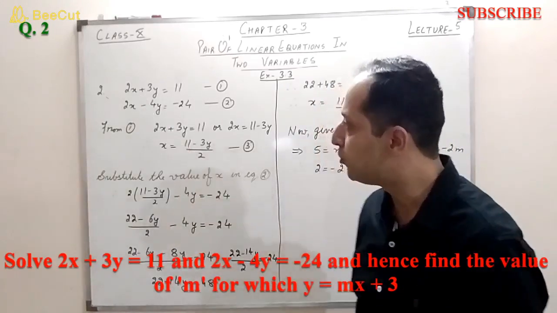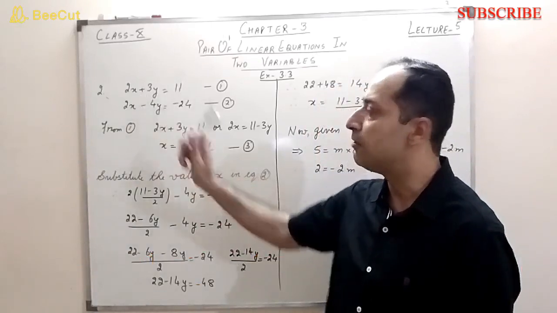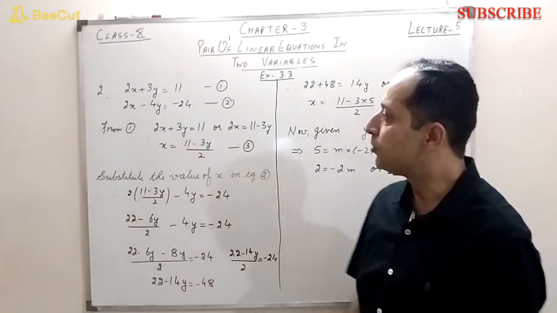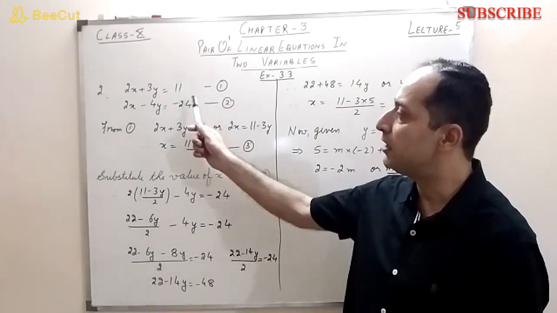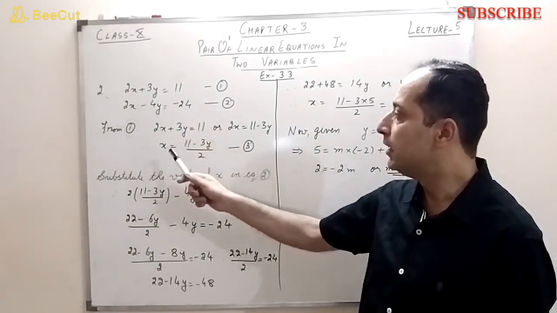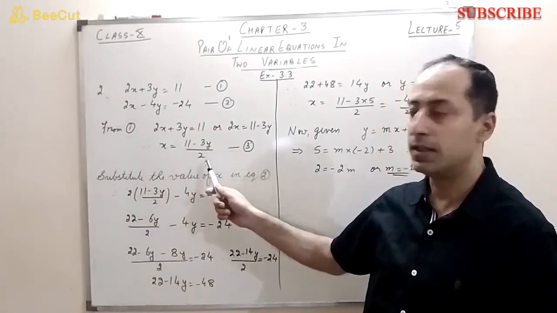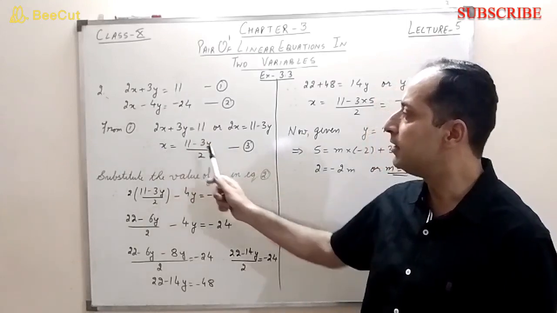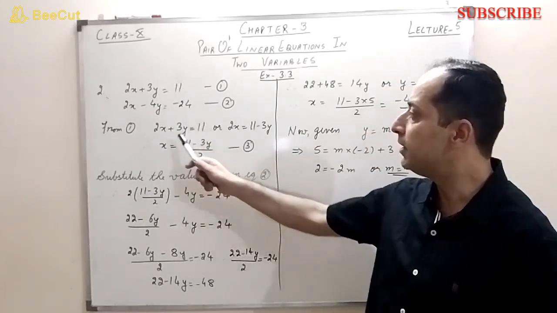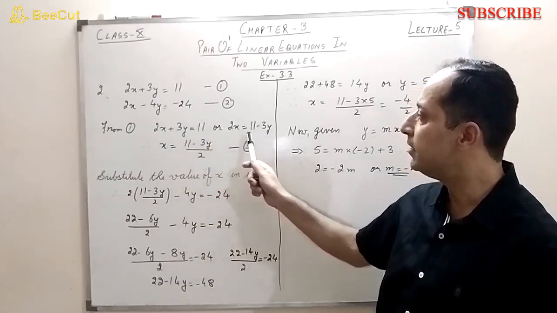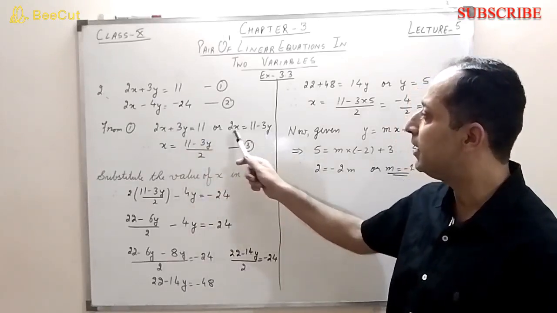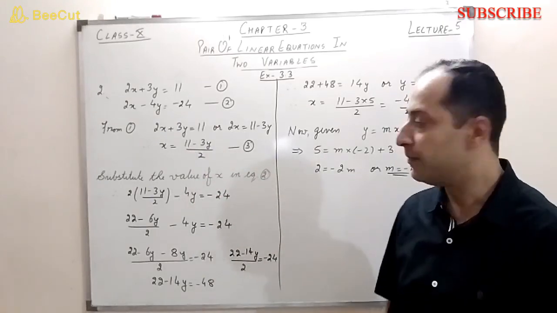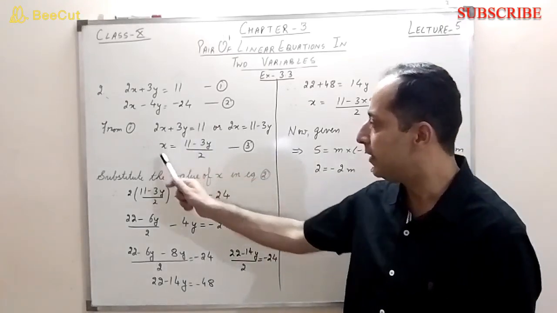So we have been given two equations, 2x plus 3y equals 11 and 2x minus 4y equals minus 24. What I have done is taken the first equation and transformed it to get the value of x in terms of y. I have just shifted 3y to the right side. I get 2x equals 11 minus 3y, and then I divide by 2, so x equals (11 minus 3y) upon 2.